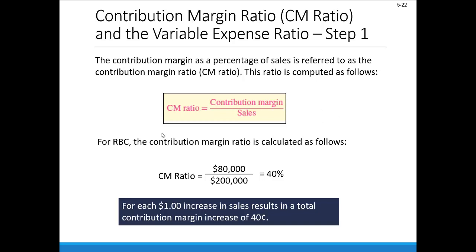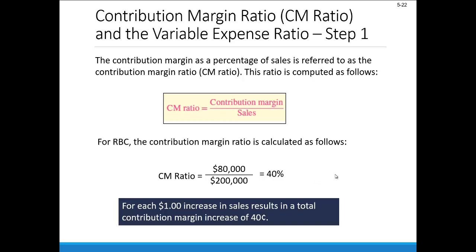So for RBC, the CM ratio is calculated as total CM, 80,000 from our income statement earlier, divided by sales of 200,000, or 40%. We also can calculate that on a per unit basis. The unit CM for the bikes was 200, divided by the selling price of 500, for the same 40%.